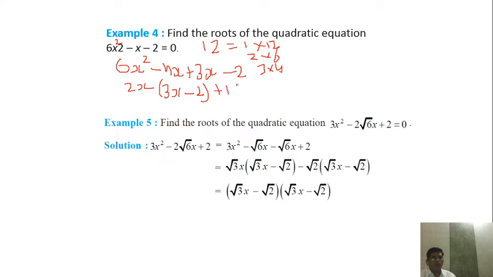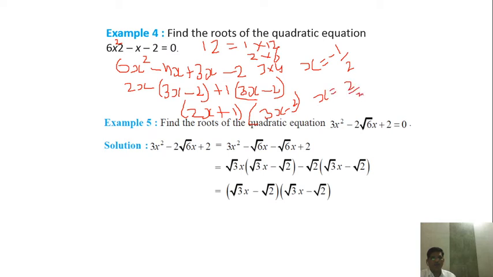Plus 1 is common. So it's a 9th standard sum. 3x minus 2. So the two factors are 2x plus 1 and 3x minus 2. So we get the value of x is equal to minus 1 by 2 and x is equal to 2 by 3. We get the answer 0.